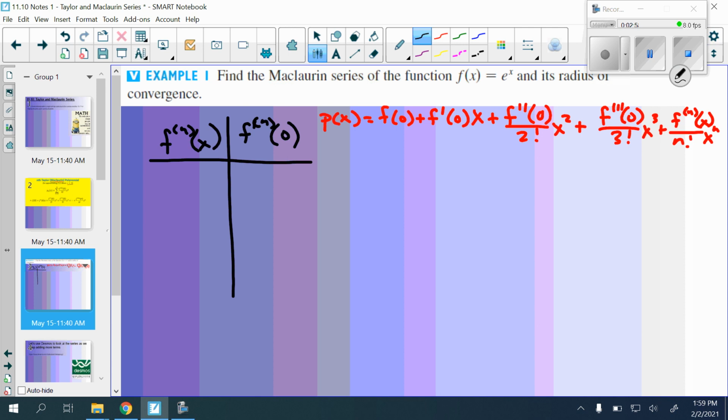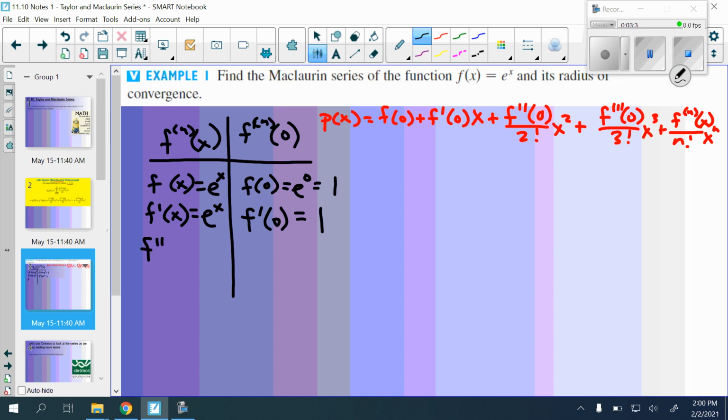All right, so let's start with if it was just the original function f of x. So if it's just the original function, which is e to the x here, what is that at 0? So if we did this at 0, it would just be e to the 0, which is 1. If we did the first derivative here, derivative of e to the x is e to the x. What is that first derivative at 0? Well, e to the 0 is still 1. What is the second derivative of e to the x? It still remains e to the x. What's that second derivative at 0? Again, 1, because e to the 0 is 1.